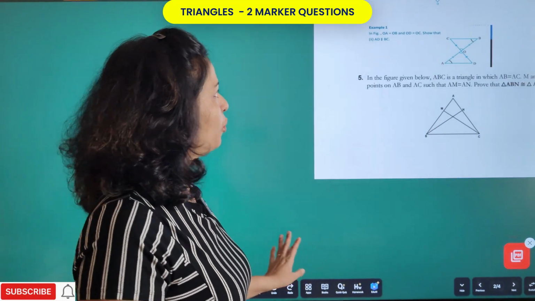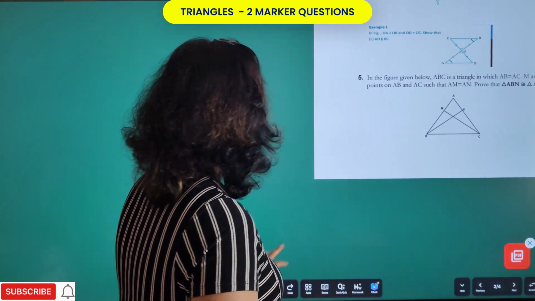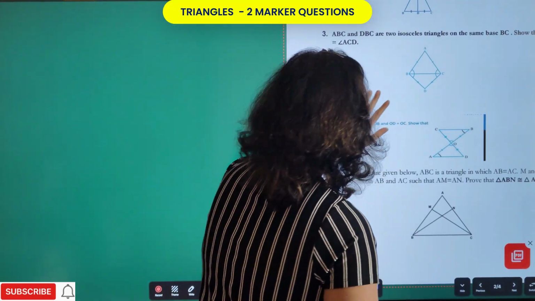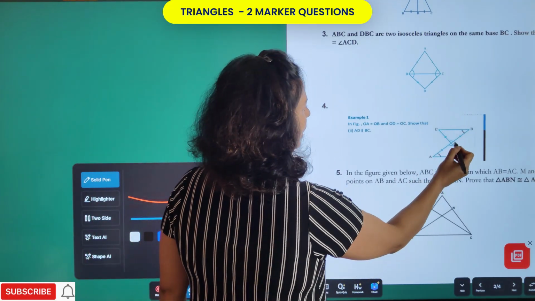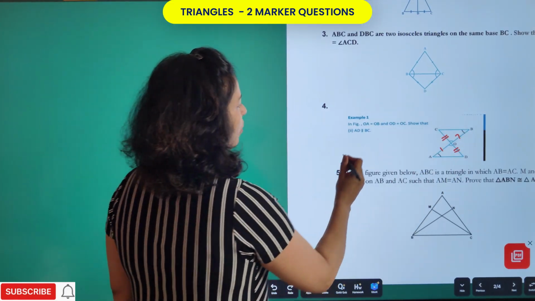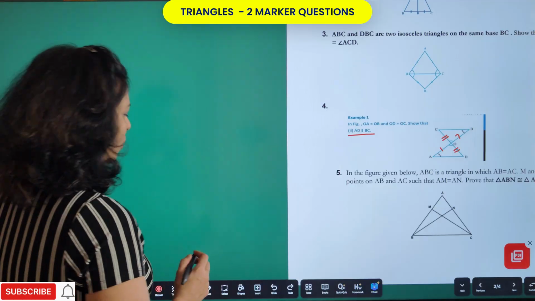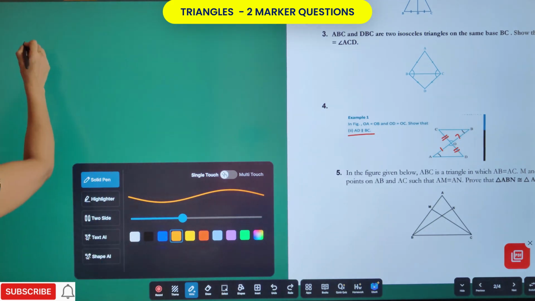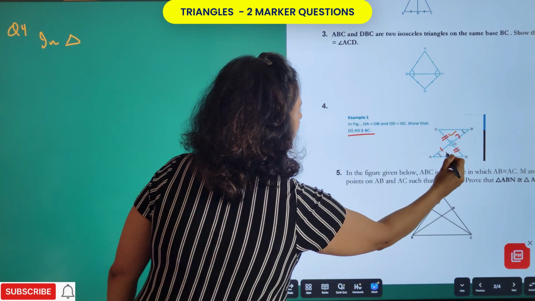So coming to question number 4, here also they have given you a figure. You can see here the bigger picture. They have given you OA is equal to OB and OC is equal to OD. So you have to show AD parallel to BC. Here also we have to do the congruency. We will take these two triangles BOC and AOD.